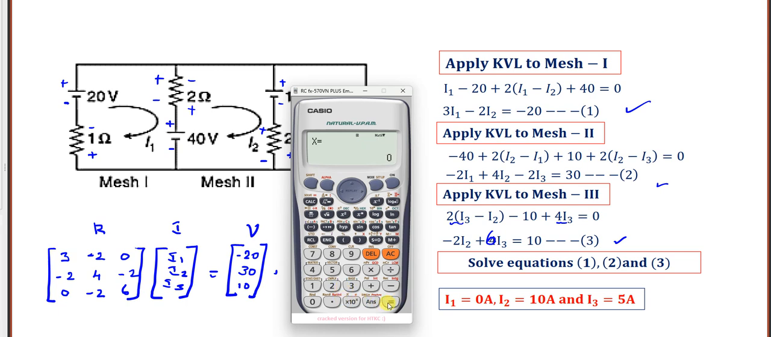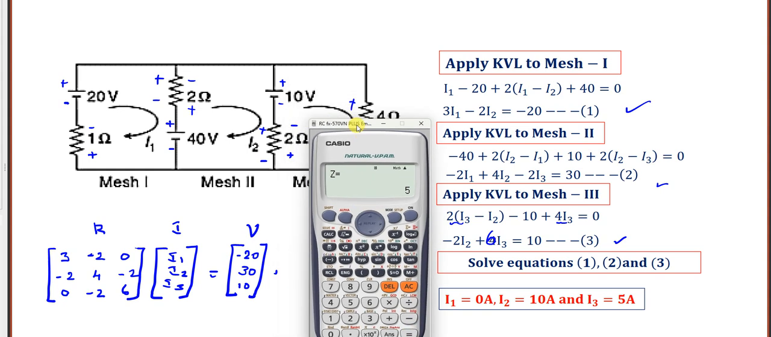If I click is equal to, we'll get X is equal to 0. That is I1 is equal to 0 amps. Y, that is I2, is equal to 10 amps. And I3 is equal to 5 amps. So this is how to solve any equations.